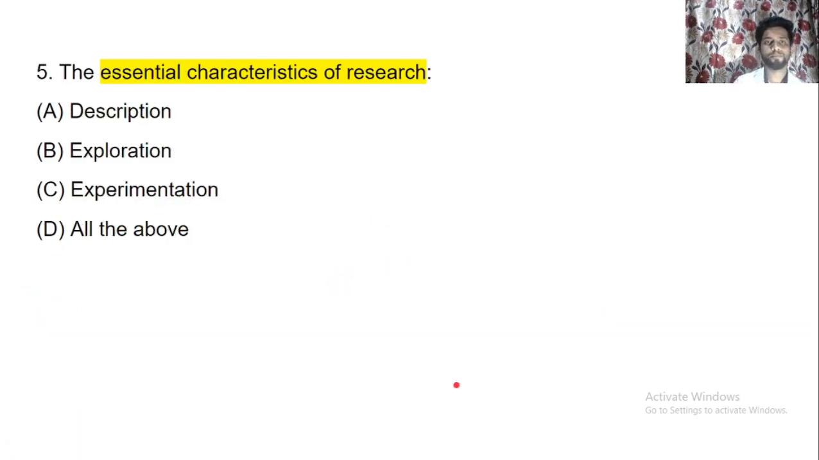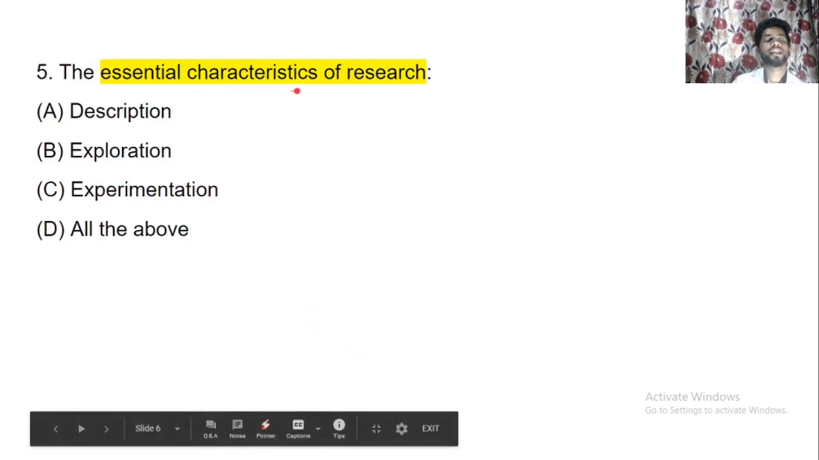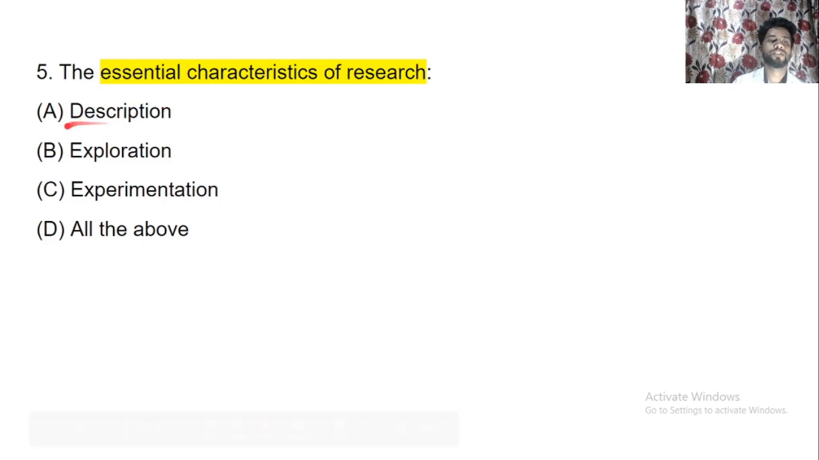Now, the essential characteristics of research. We know that there should be descriptions, there should be explorations, and there should be experimentation, meaning testing. So all of the above should be your answer, because research characteristics should be description, exploration, then experimentation.